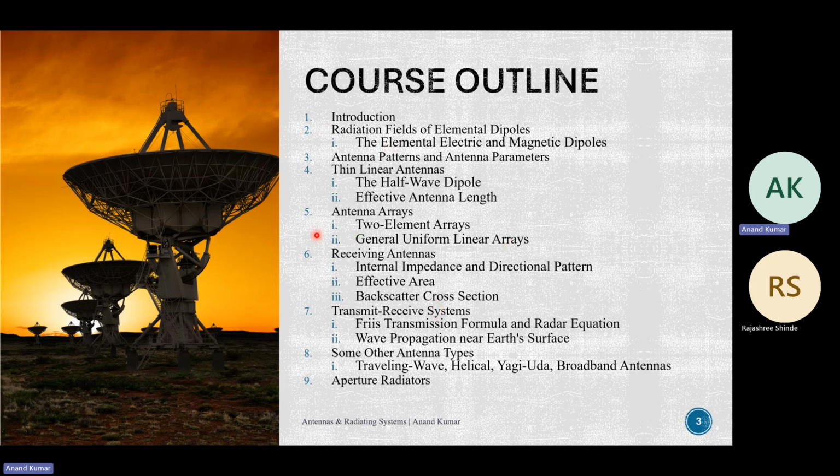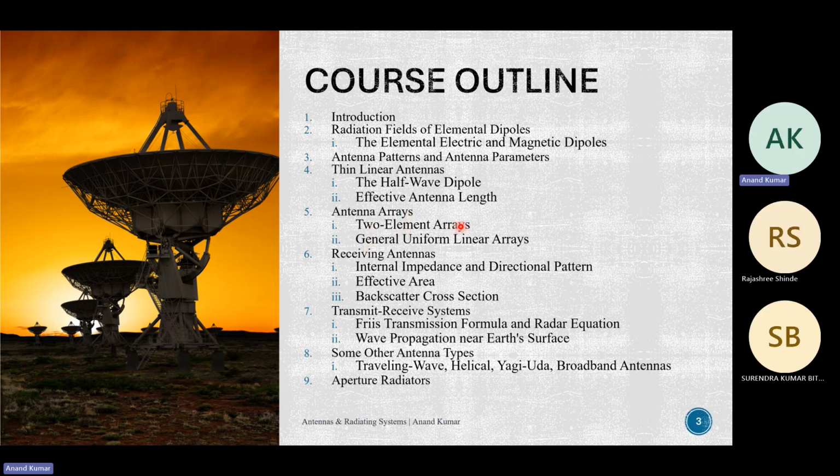So today again we'll be doing module 5, which is the antenna arrays, and we'll discuss the general uniform linear arrays. We did the two element arrays properly and rushed towards the end of the general uniform linear arrays. We have discussed the radiation fields of elemental dipoles, antenna patterns, and linear antennas. From the next class, we'll start with receiving antennas. Do let me know if there are any specific topics that we can discuss in one of the classes.